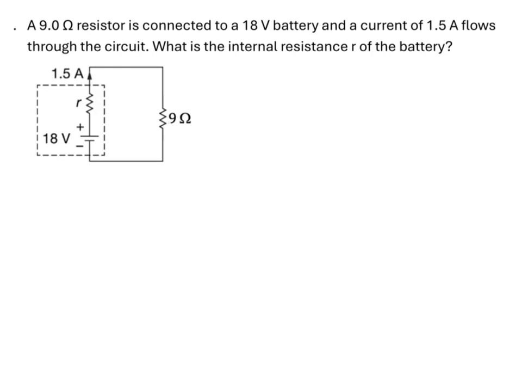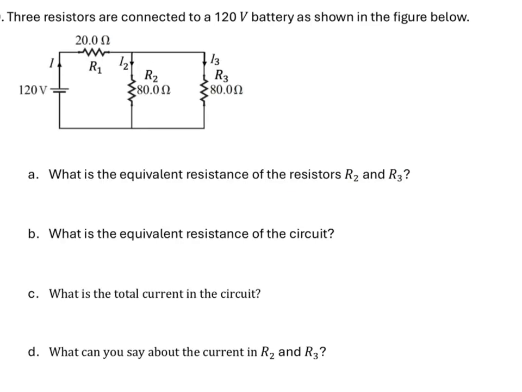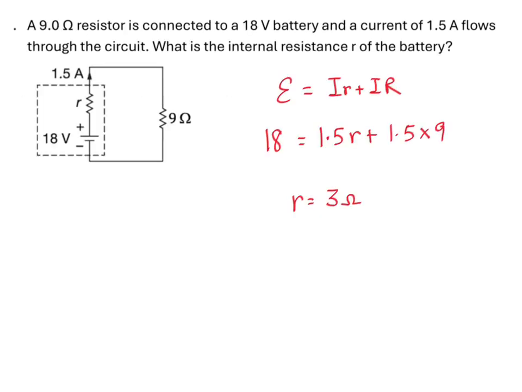Similar kind of problem here. So here also we will use the same formula. We have been given what's the voltage for the battery, the current is given to us, and the internal resistance is missing, external resistance is given to us as 9. We can solve it for small r, which is equal to 3 ohm.